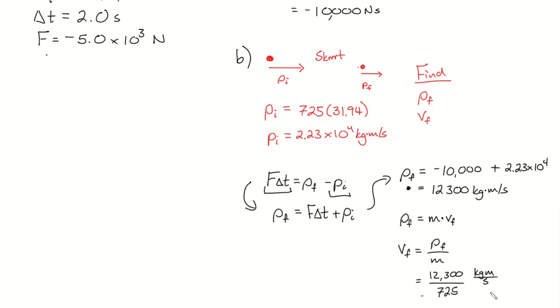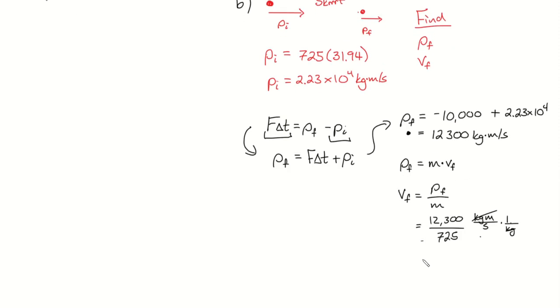$725. And that's in kilograms. So if I'm dividing by kilograms, I'll just do this: 1 over kilogram. Do I wind up with what should be velocity? Meters per second. Hey, that's a good sign. Unfortunately, I have no idea what 12,300 divided by 725 is.